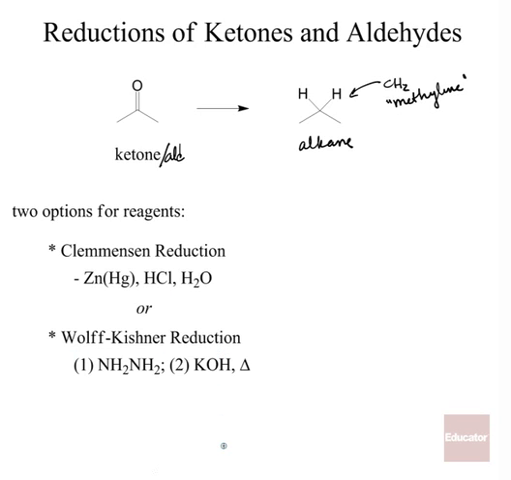Another option is a Wolff-Kishner reduction. This is a two-step procedure. We add in NH2NH2. Sometimes we just draw this as N2H4. That molecule is called hydrazine. So first we treat the ketone or aldehyde with hydrazine.